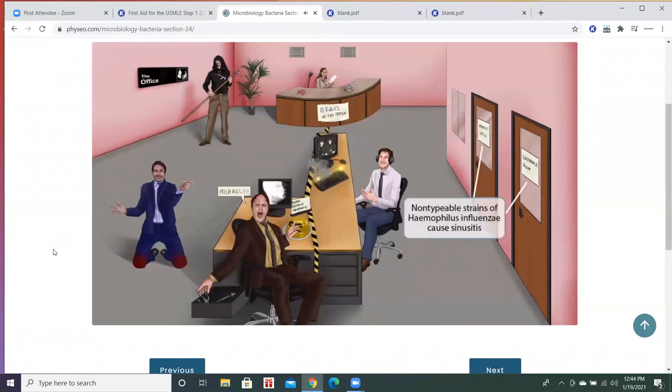First, notice that there are a bunch of signs on the wall behind James. One of the signs says conference room, and the other says Michael's office. Signs sounds like sinusitis, so all of these signs are here to help you remember that H flu causes sinusitis. More specifically, non-typeable strains of H flu cause sinusitis, because this is on the right side of the image. Okay, now let's zoom up on James so we can see a few more important details.